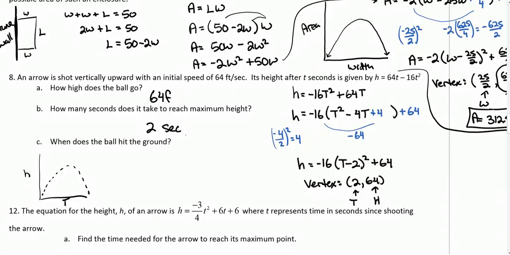When does the ball hit the ground? Now, vertex form doesn't help us when the ball hits the ground. When the ball hits the ground in our picture, that is at an x-intercept. And so we're going to go back to our original equation. h equals 64t minus 16t squared, and plug in 0 for the height, because that's when it's hitting the ground.